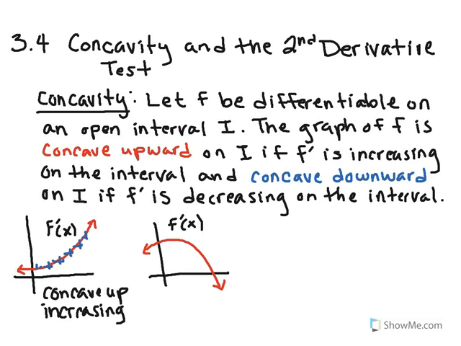And if I were to look at this next picture, I see that my slopes are all decreasing here, and so forth. So this is an example of a concave downward function, and it is because f prime is decreasing. So this is what concavity means. It's just whether the graph has an upward shape or a downward shape.